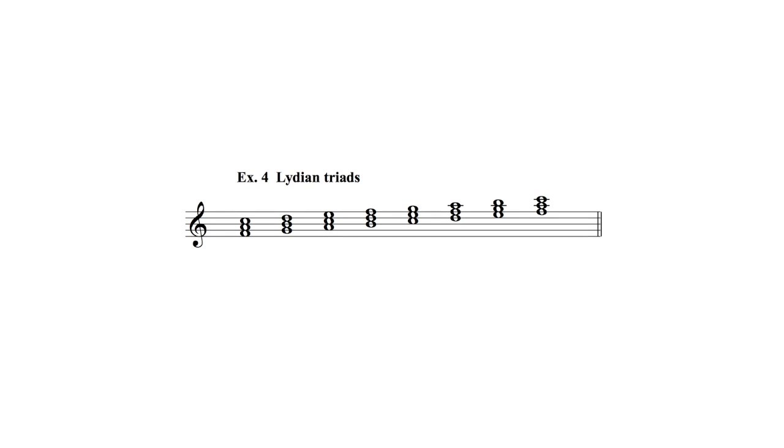Now let's watch what happens when we build triads on each step of the mode. Example 4 is the Lydian mode. Here it is. But now I'm building triads on each step. Here's example 4.